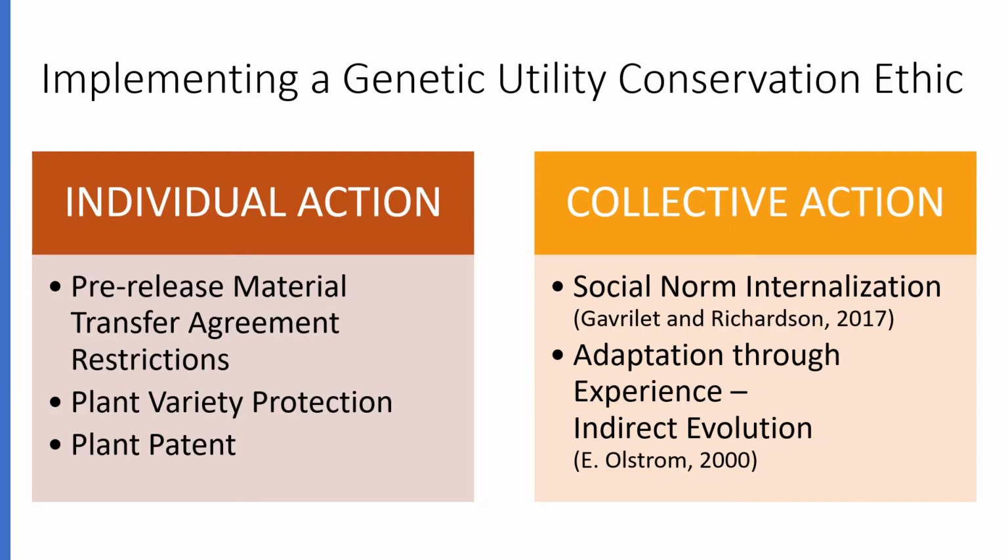How would we implement a genetic utility conservation ethic in the diverse global enterprise of plant breeding? Individual persons or organizations could act unilaterally. I could incorporate restrictions to support stewardship in material transfer agreements for pre-release material, but these would be effective only until cultivars are released.